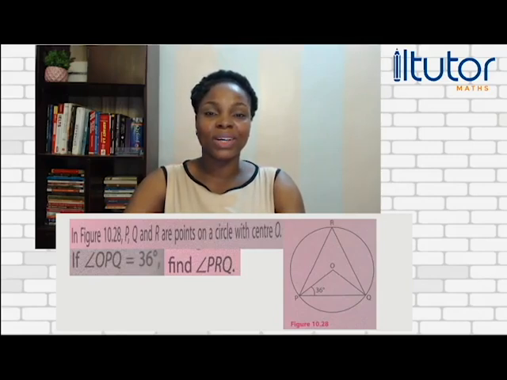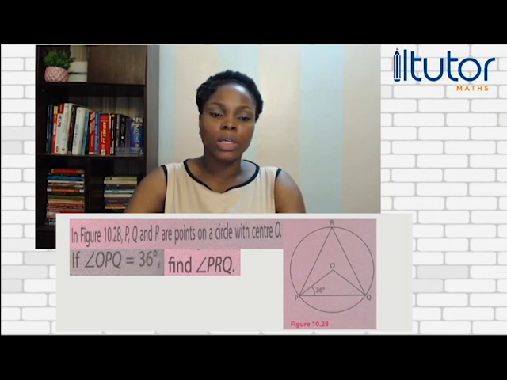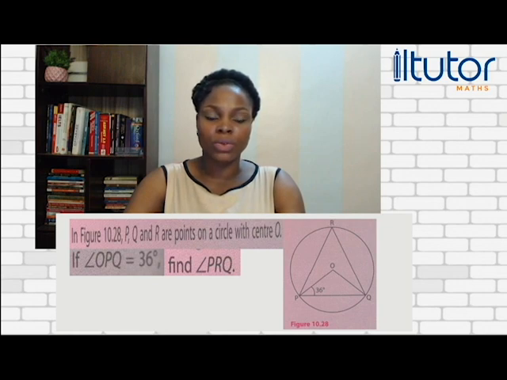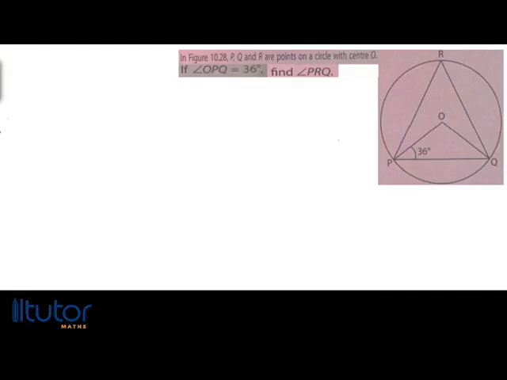I love the tutor. This question is on page 166 of Functional Mathematics for Senior Secondary Schools, Book 2 by T.M. Asiru et al. The question says in figure 10.28, P, Q, and R are points on a circle with center O. If angle OPQ is equal to 36 degrees, find angle PRQ.